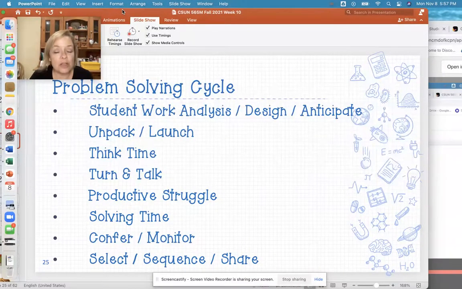You want to make sure that you give students a space for productive struggle, which is a space where they're going to grow the most, where their brains will be stretched, and where they're going to use something they know to figure out something they don't. This all happens during the solving time.